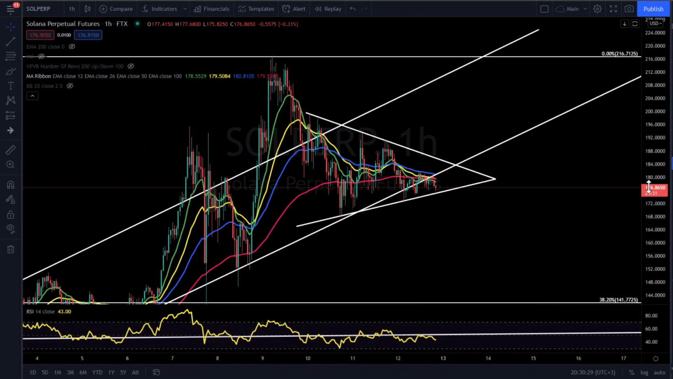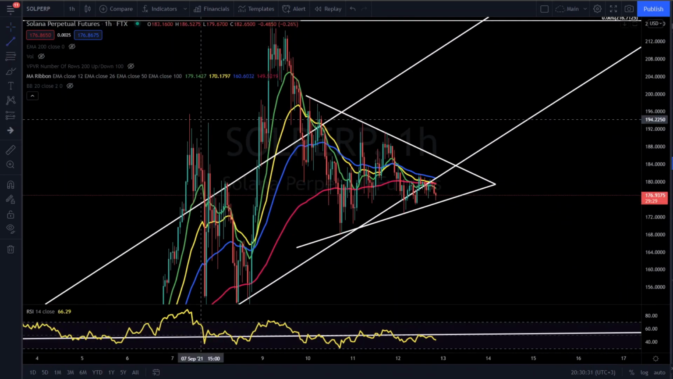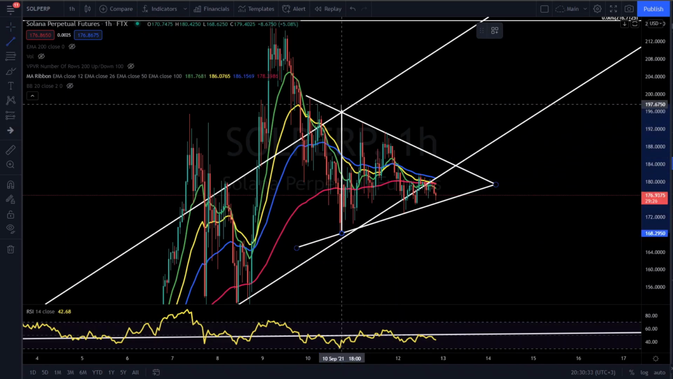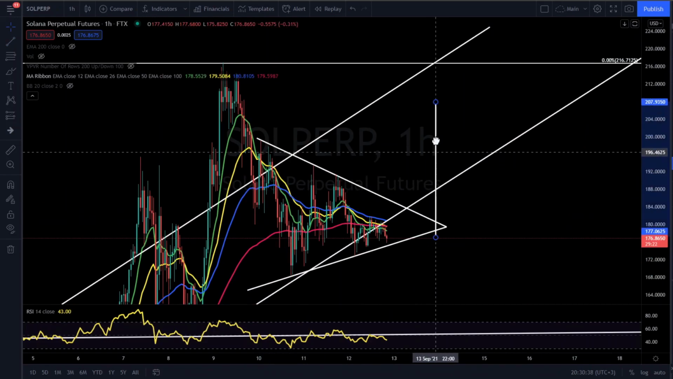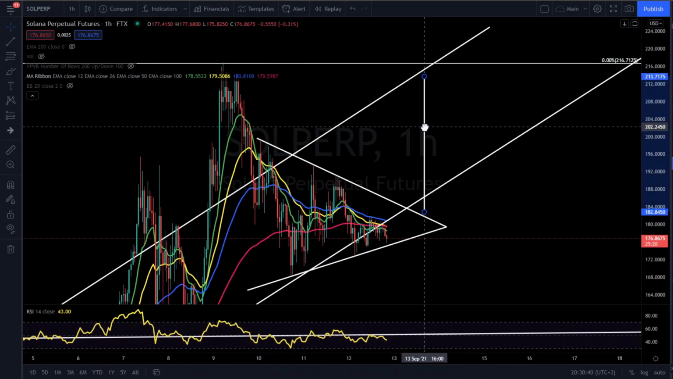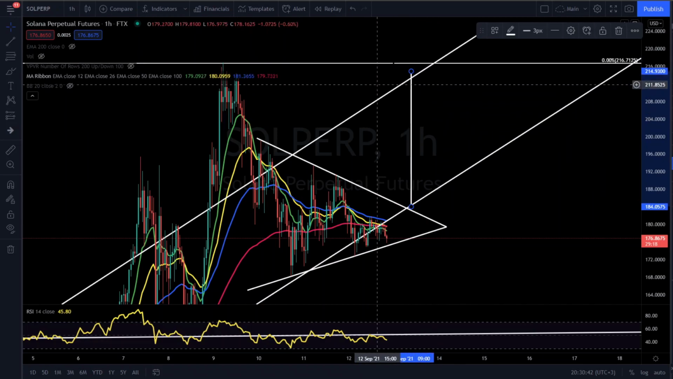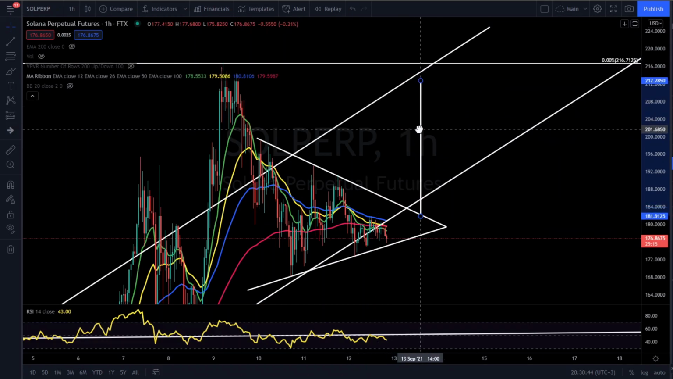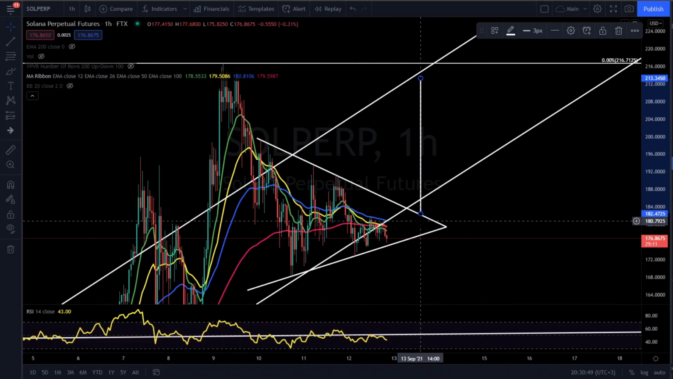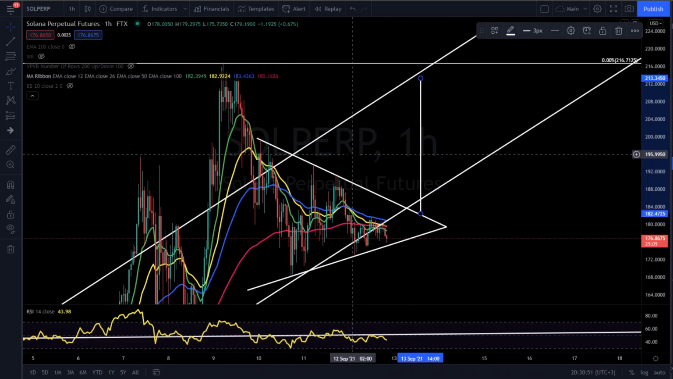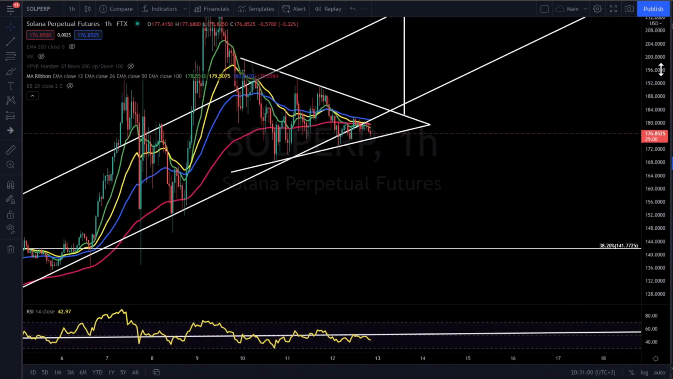If you want to take a look at the target, even the target for this triangle is pretty underwhelming if we go up. It might take us back into this zone or this channel. Obviously if we break to the upside, it is a good start. We start making higher highs, higher lows again, and at that point the market might turn around. But in general, that's pretty underwhelming.